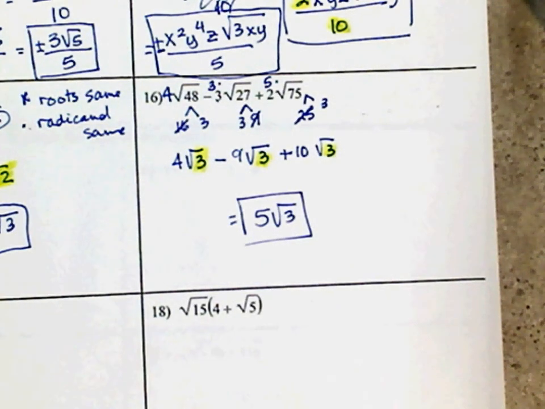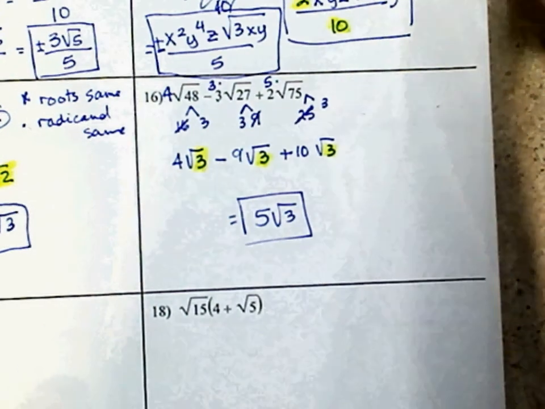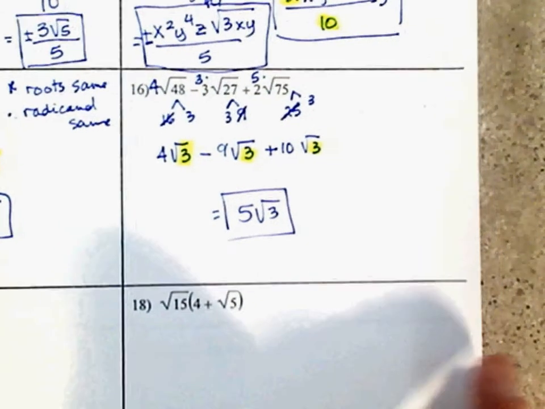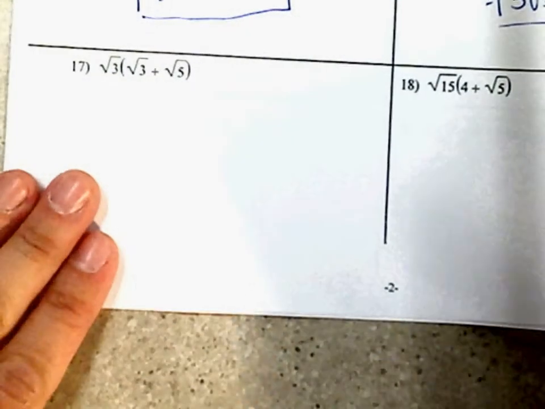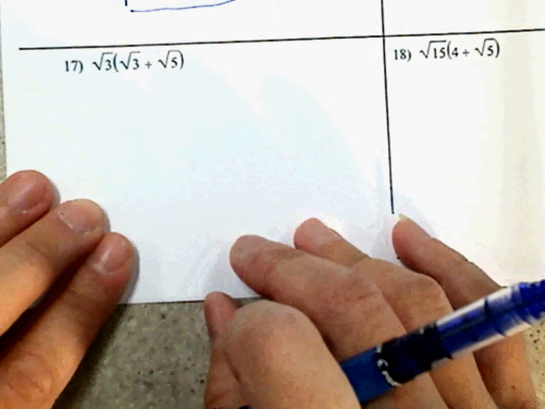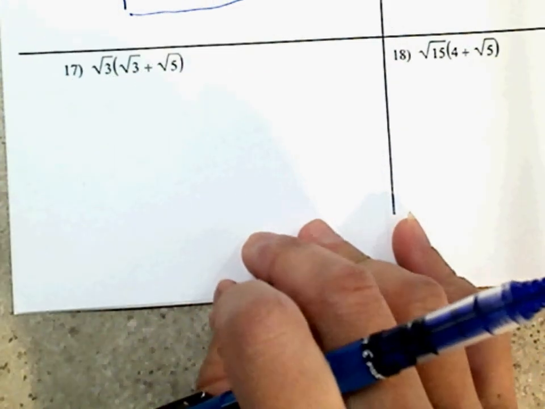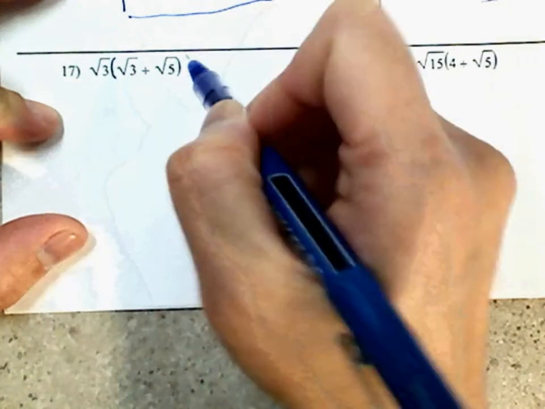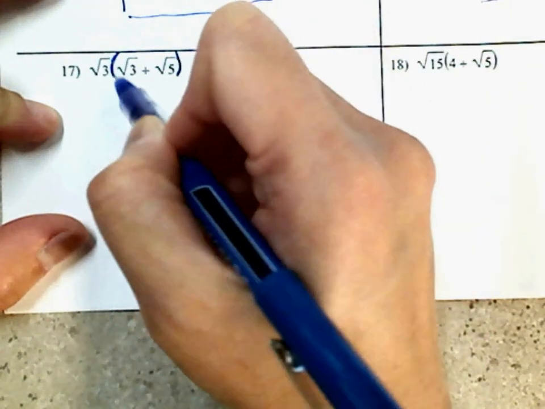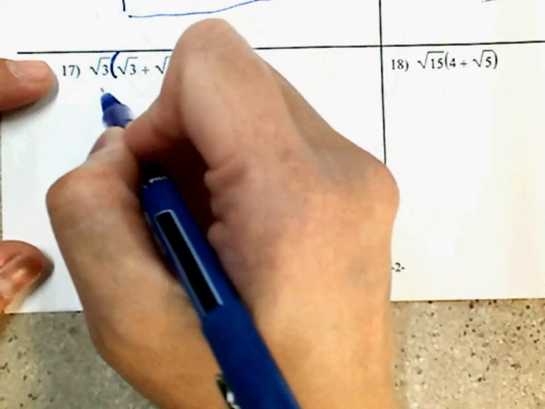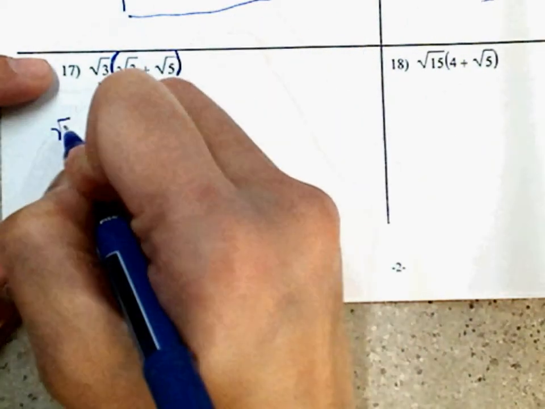All right. Number 17. In 17, you are distributing. I'm going to show you guys step by step. And then on 18, we'll go a little faster. Okay? Here you go. Number 17. Everyone see this set of parentheses right here? So that means you multiply. So you're going to take square root of 3 times the square root of 3. You see that right there?